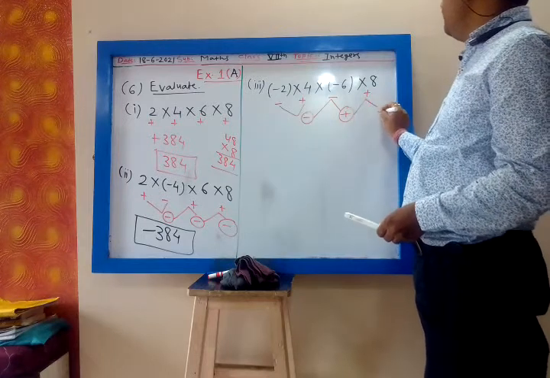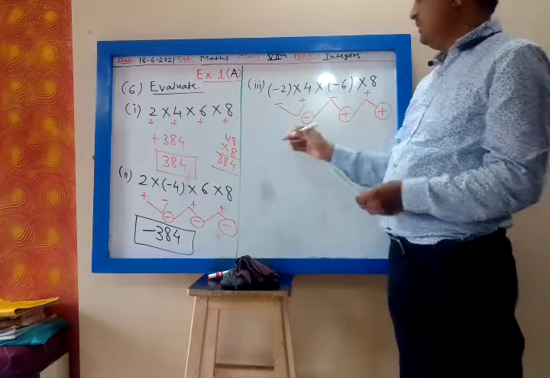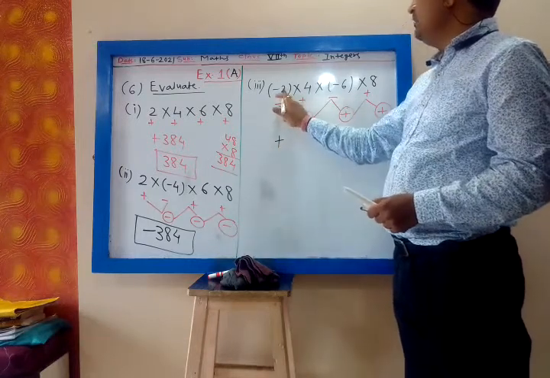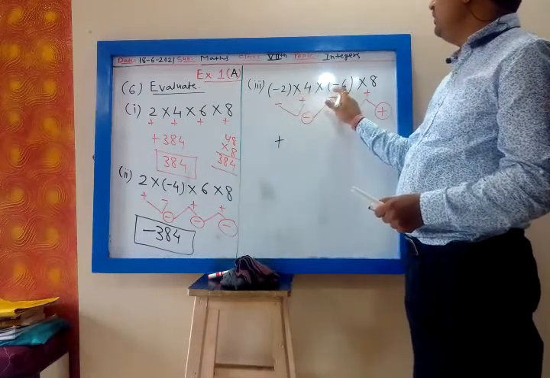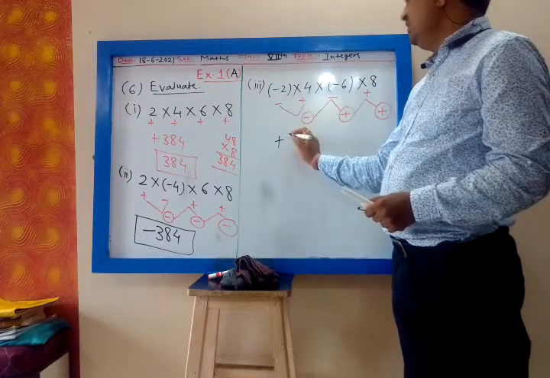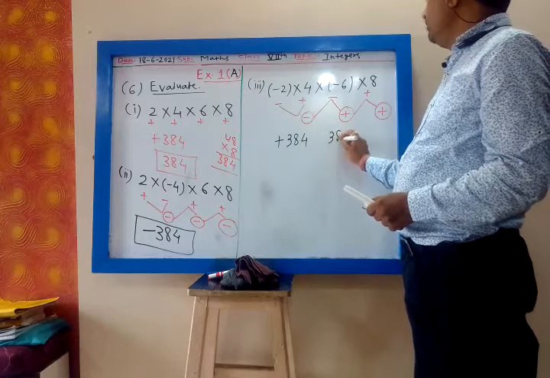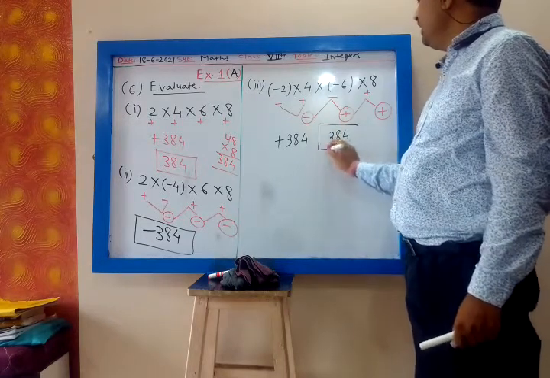Plus into plus, plus. So the final sign will be plus. Then we multiply the numbers. 2 4s are 8, 8 6s are 48, 48 8s are 384. So the answer is plus 384. The plus sign we don't write. The answer we write is 384.